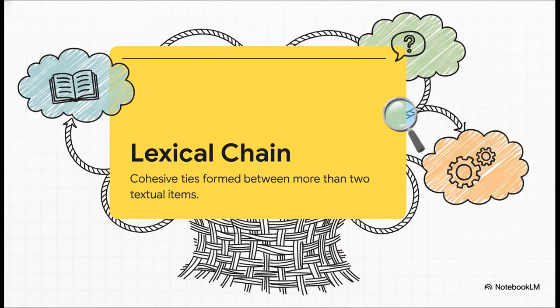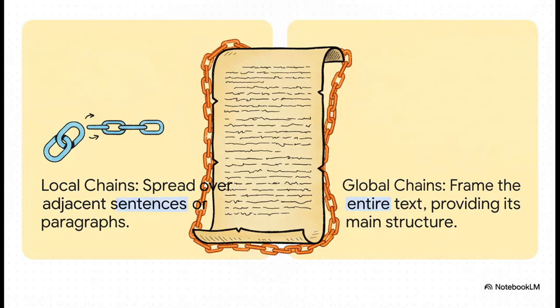Let's break that definition down a bit. A lexical chain isn't just a simple link between two words. No, it's a whole sequence of related items, 3, 4, maybe even a dozen, that weave their way through a text. They create texture, they reinforce meaning. Think of them like the threads that bind the entire fabric of a text together. Now, these chains can operate on different scales. You've got your local chains, which work in a pretty small area, like across 2 sentences or within a single paragraph. But then you have the big ones, the global chains, and these can stretch across the entire document, giving it its main thematic structure.